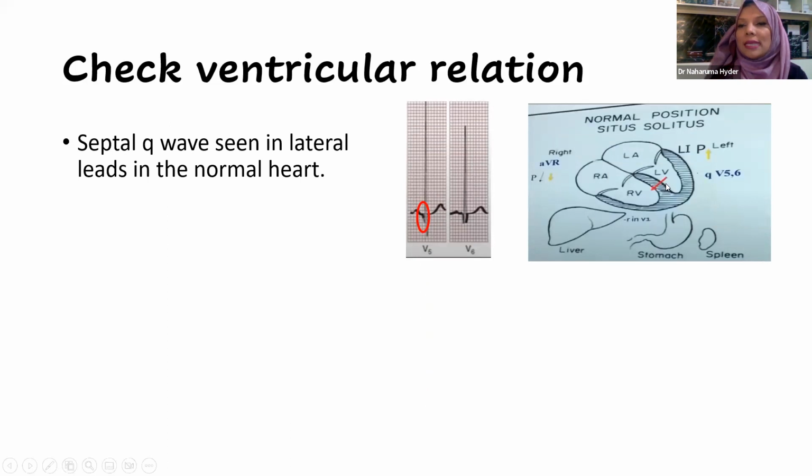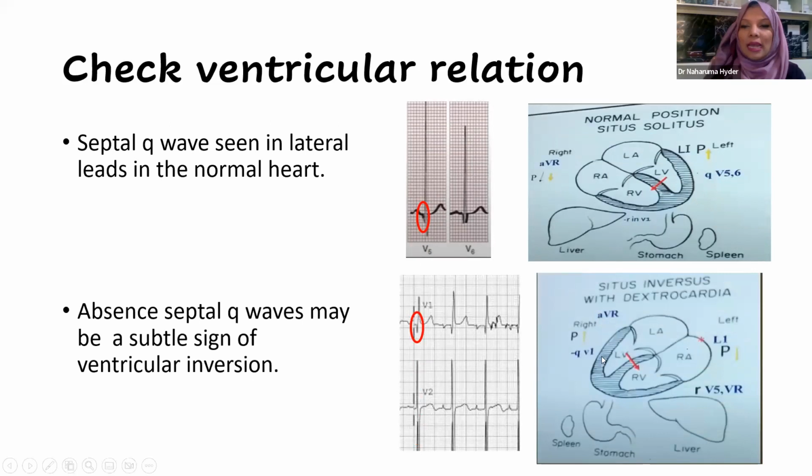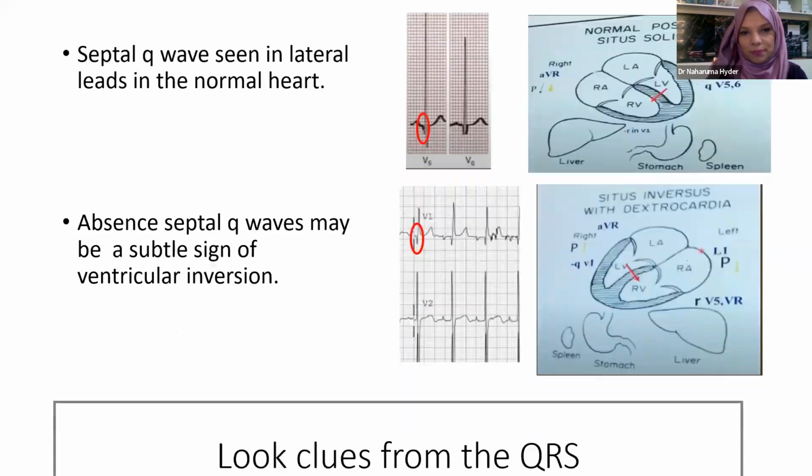We know that the septal depolarization is from left to right, so we get a small Q wave for the septal depolarization in V5 and V6. This tells us that the LV is on the left side. So what happens in ventricular inversion? Now the LV goes rightward and the septal depolarization is reversed, and now we get the Q wave in V1. So absence of the septal Q wave may be a subtle sign of ventricular inversion. This small Q wave tells us the very major thing that there is ventricular inversion.